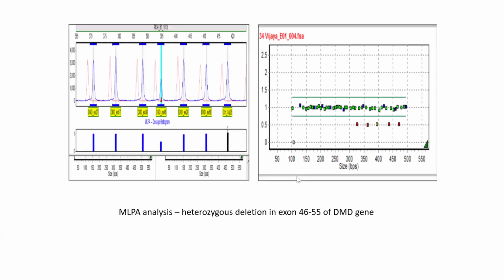So when we see the MLPA analysis, you can see that there is half amplification here, which means heterozygous deletion in the exon mentioned here. So in this, we can see there is a deletion of exon 46 to 55 in the DMD gene.